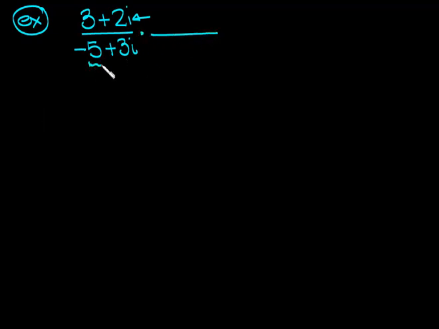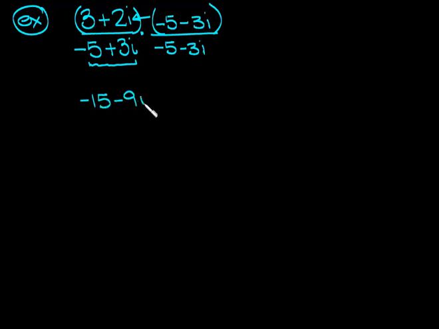So what's the conjugate of this thing? The conjugate of this is exactly the same thing, except the sign in the middle is different, just that one. So you get minus 5 minus 3i. So we distribute on the top. We have this complex number multiplied by this. So 3 times negative 5 is negative 15. 3 times negative 3 is negative 9i. 2i times negative 5 is minus 10i. 2i times negative 3i is negative 6i squared.